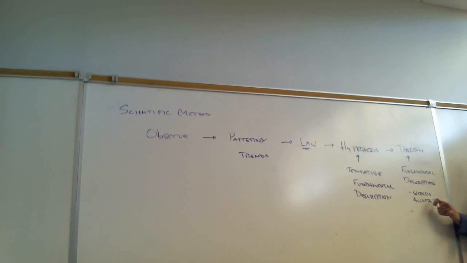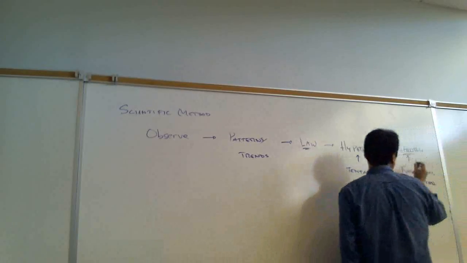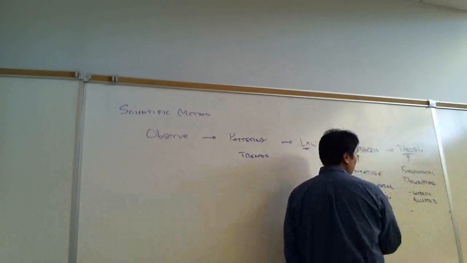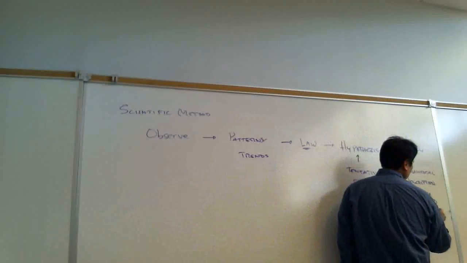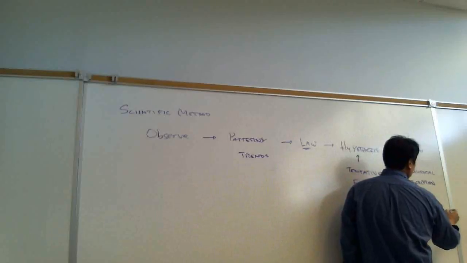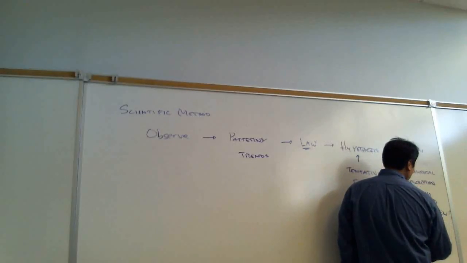All right, so it's widely accepted. Not only does it have to be widely accepted, a theory has to do one other thing that a hypothesis doesn't. The theory must be able to predict new, unforeseen observations.